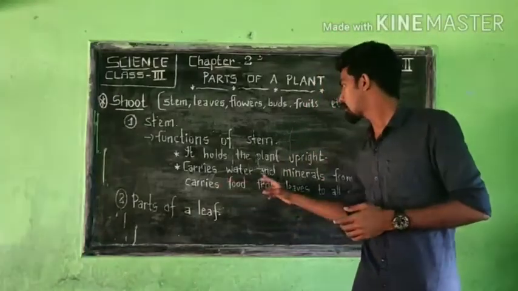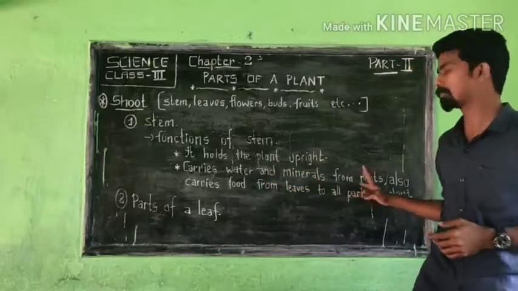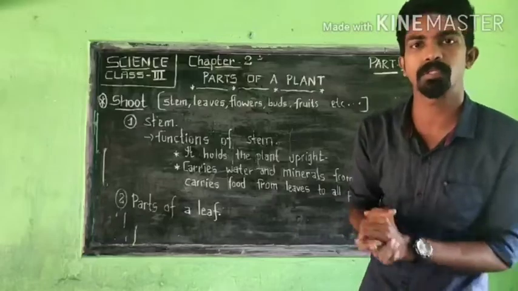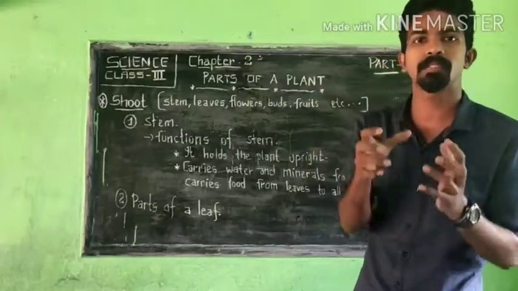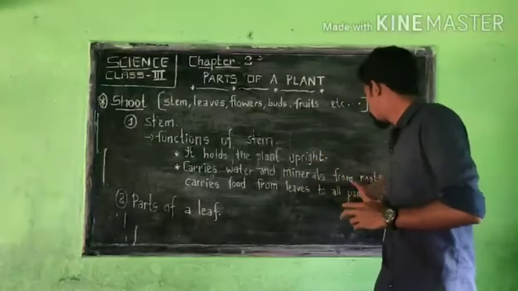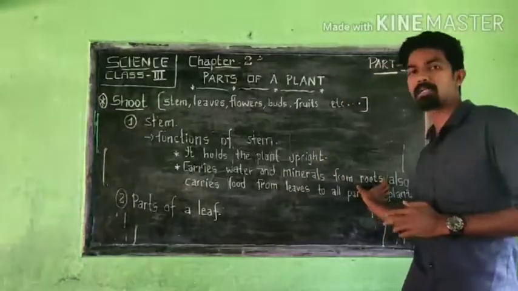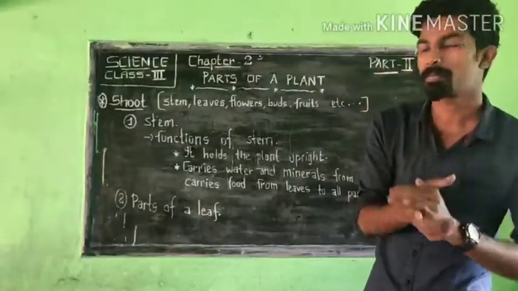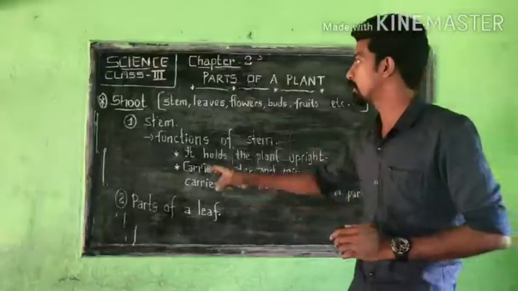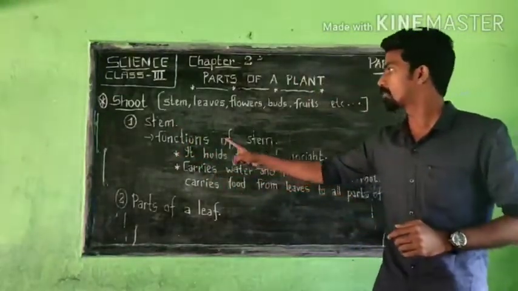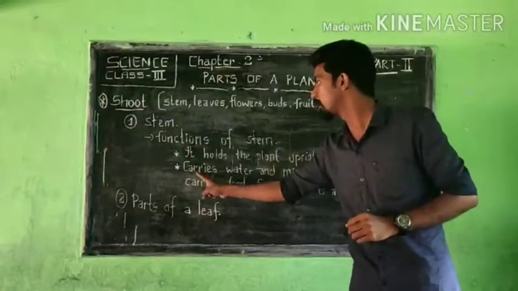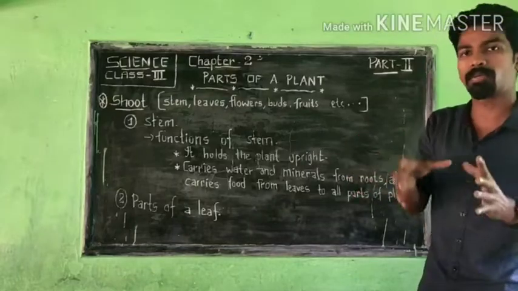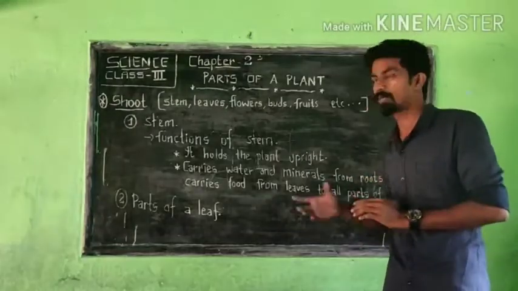Second, it carries water and minerals from the roots. We already studied the roots. One of the most important functions of the root is that it takes minerals and water from the soil. The minerals and the water taken by the root are then given to the leaves and other parts of the plant. That job is done by the stem.